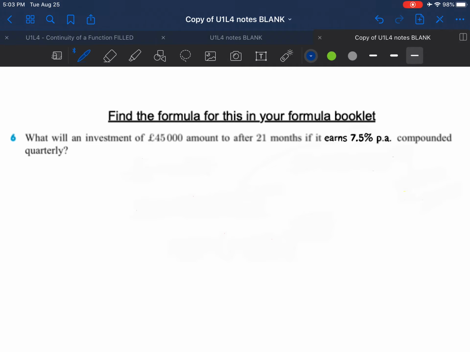So if we remember, the formula that we want to use for this is that the future value of an investment is equal to the present value of the investment times 1 plus the interest rate over 100 times K, where K is the number of times the rate's being compounded annually, or being paid annually, excuse me, all raised to the power KN, and N is the number of years. So if we look at this information, we have 45,000, 21 months, 7.5% per annum, compounded quarterly.